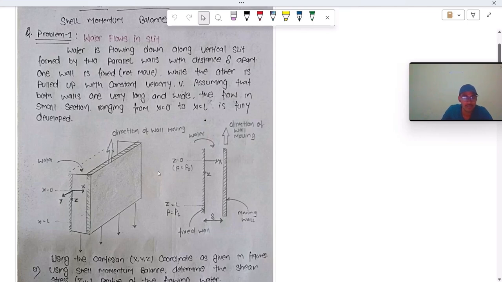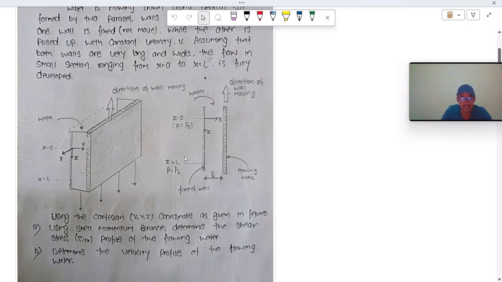So this is our 3D view, and this is the front view, in which we can see that the wall is moving upward, and from here water is going down. This wall is fixed. We use the Cartesian coordinate system. Using the shell balance approach, we have to determine the shear stress profile and also the velocity profile. So let's go into the problem.